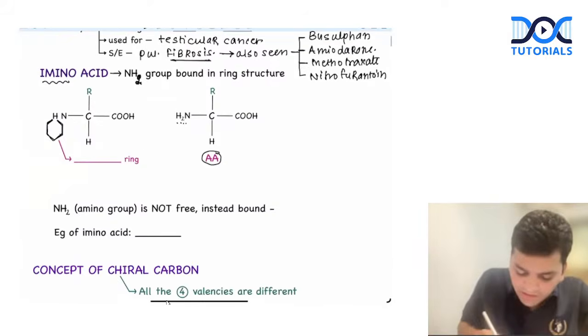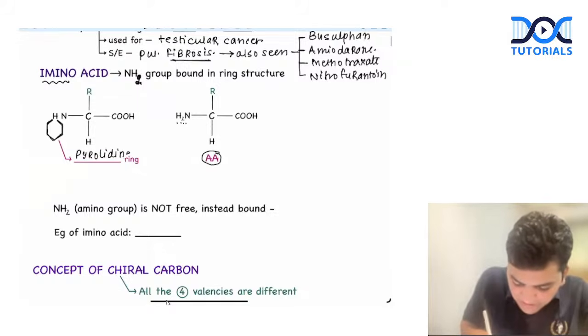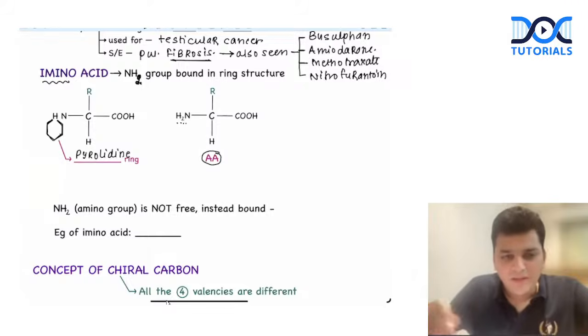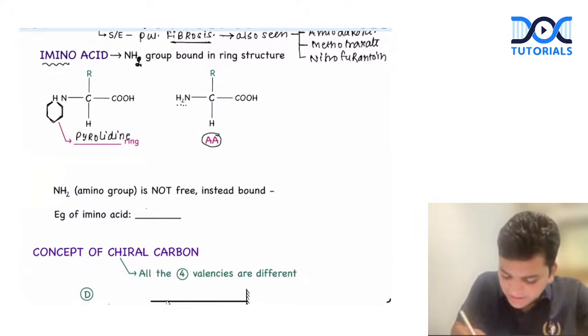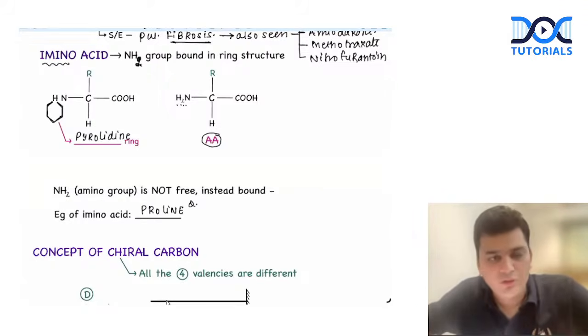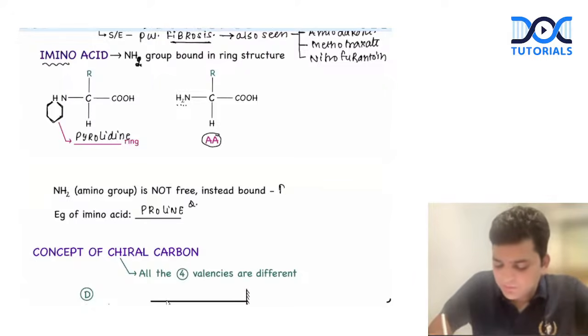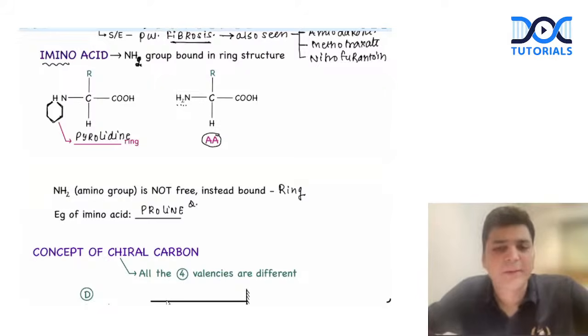Now, the name of this ring is the pyrrolidine ring. This is the pyrrolidine ring. And the example of this imino acid is proline. So this is the second important question. The first important question was, which amino acid is not alpha? That was beta-alanine. And the second is, which of the following is an example of an imino acid? Proline. The amino group is not free. It is bound in a ring structure. It's bound in the pyrrolidine ring.